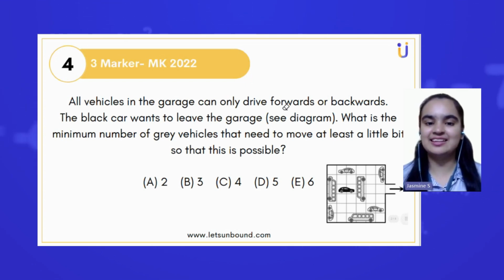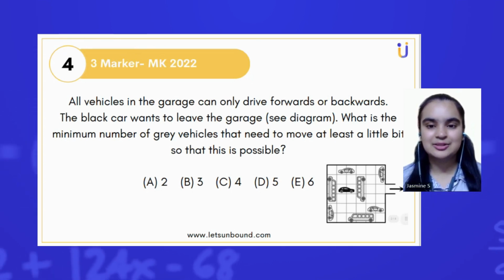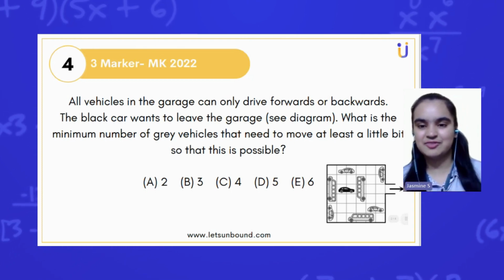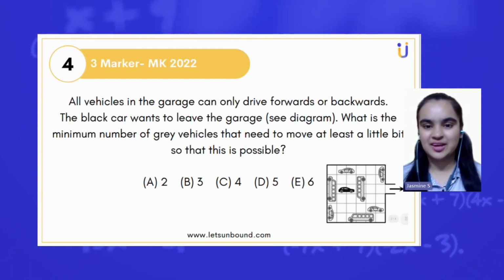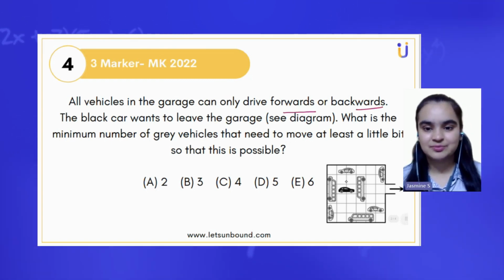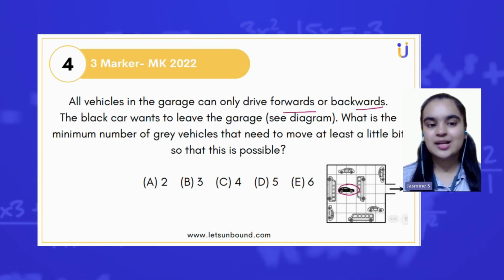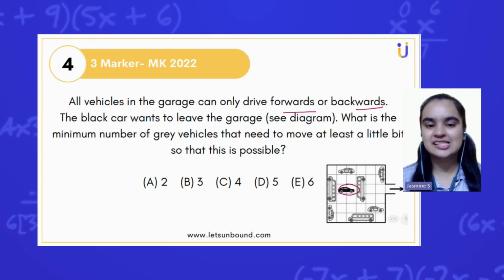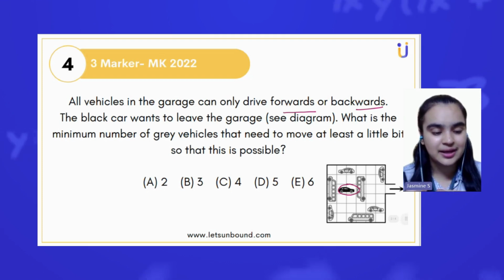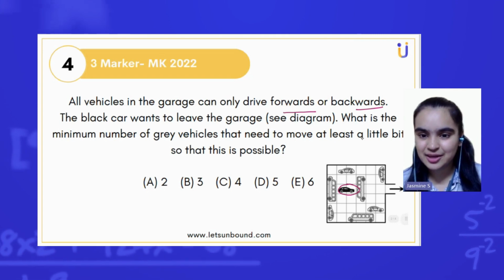All vehicles in the garage can only drive forward or backward. So basically, they have said no to right and left. We cannot go right, we cannot move diagonally, right, or left. We can only go forward or backward. The black car wants to leave the garage. What is the minimum number of gray vehicles that need to move at least a little bit, so that this is possible? Okay, so here is a figure with us.